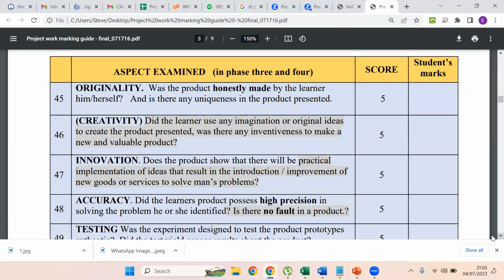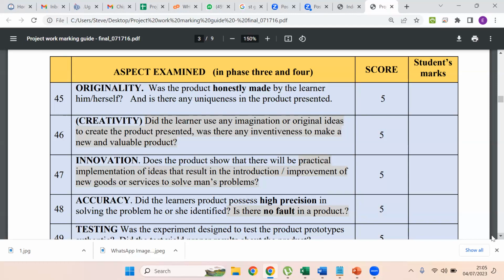Then you give them their marks if they acquired accuracy, if the learner's product possesses high precision in solving the problem he or she identified. When they are collecting these products, or in the process of making these products, you should always encourage them to test their products. How? If they are making a dust blower, in their presentation to the class, they show how it will work.